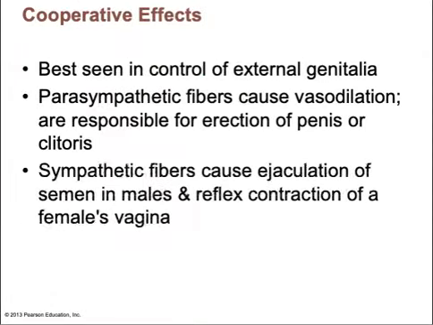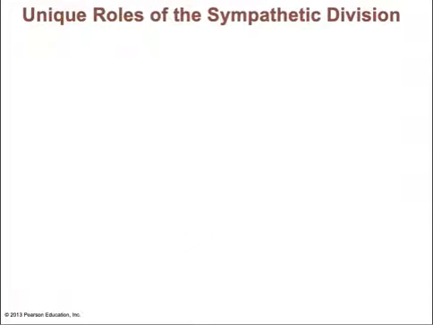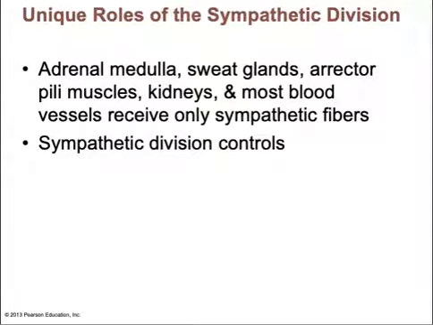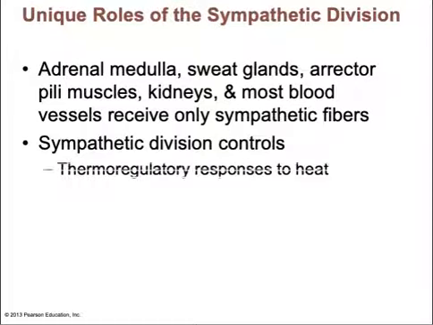Now, there are some examples where we have cooperative effects between the two divisions of the autonomic nervous system. This is seen in the control of the external genitalia, where parasympathetic fibers cause vasodilation of the vascular smooth muscle that feeds the clitoris and the penis, and sympathetic fibers promote ejaculation of semen in males and reflex contraction of a female's vagina, as well as production of lubricant. Okay? The adrenal medulla, the sweat glands, and the erector pili muscles, as well as the kidneys and blood vessels, are only sympathetic targets.